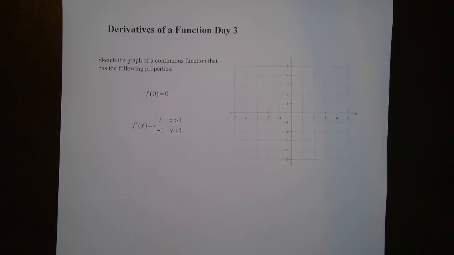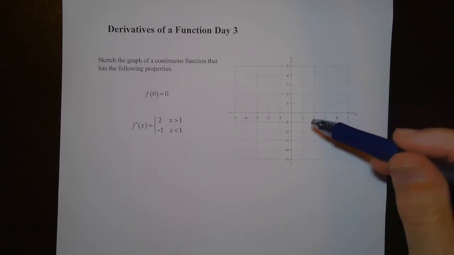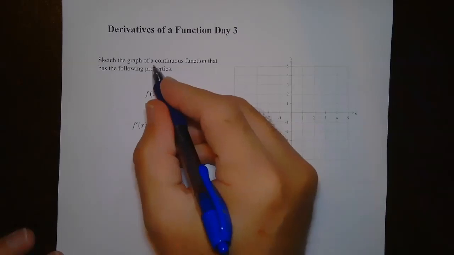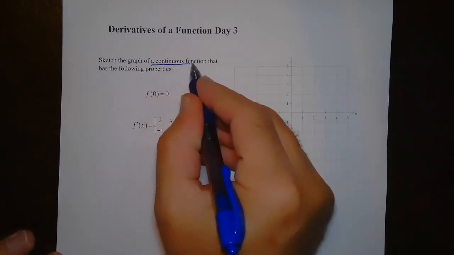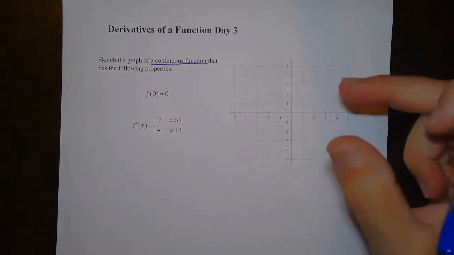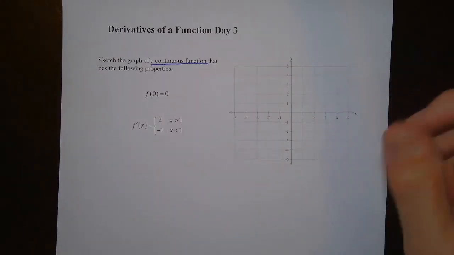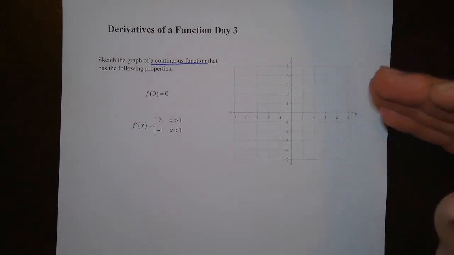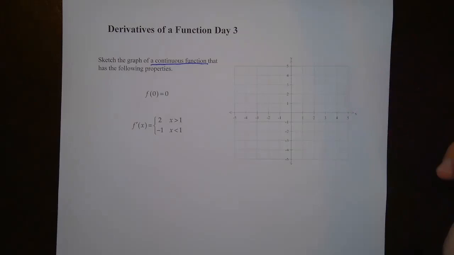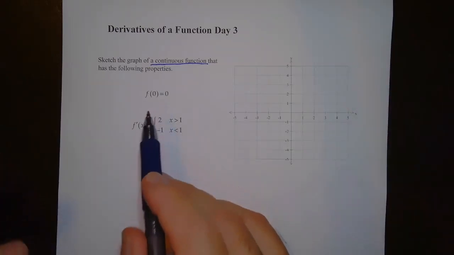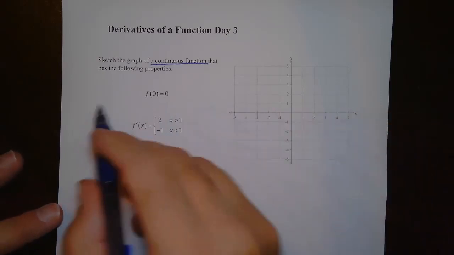So today we're going to talk more about derivatives of a function, okay? And this is going to lead into what we're going to talk about next, but it's this sketching of a graph of a continuous function, okay? So a continuous function, and what that means is that there's going to be no breaks, so no removable discontinuities, no holes, no jump discontinuities, no vertical asymptotes, none of that, okay? And then we also know that f of 0 is equal to 0. So we want to draw the function, okay, with these properties.